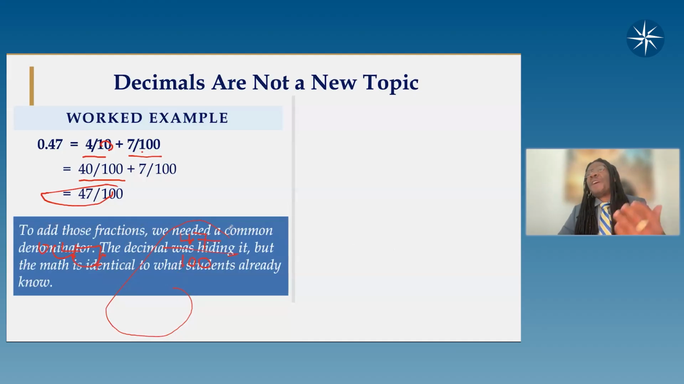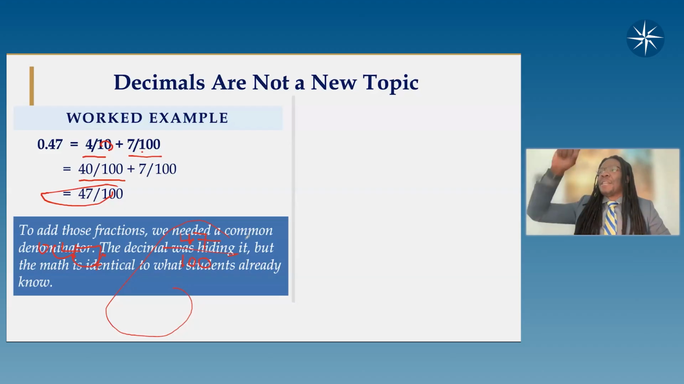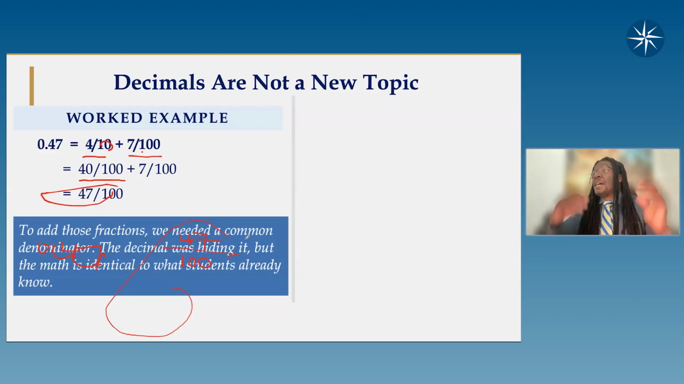So to add these fractions, we need a common denominator. Now the skill that they learned before, and by now they would have mastered that skill, comes right back here now. So now they can apply that skill, build on that skill, generalize that skill to other areas to see that the skills that they learned using fractions are still necessary in decimals, right? And this is the way that they convert decimals to fractions and to understand decimals themselves.